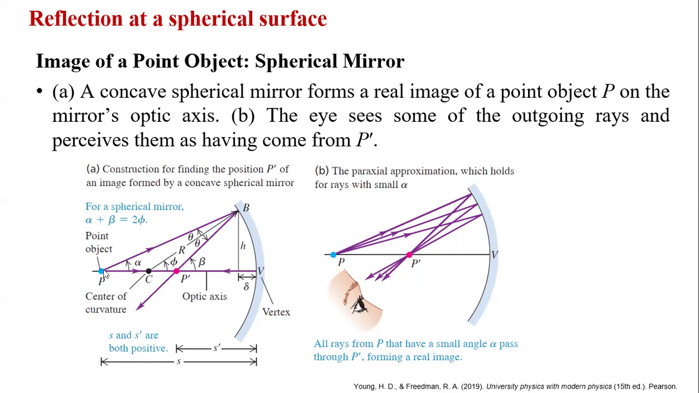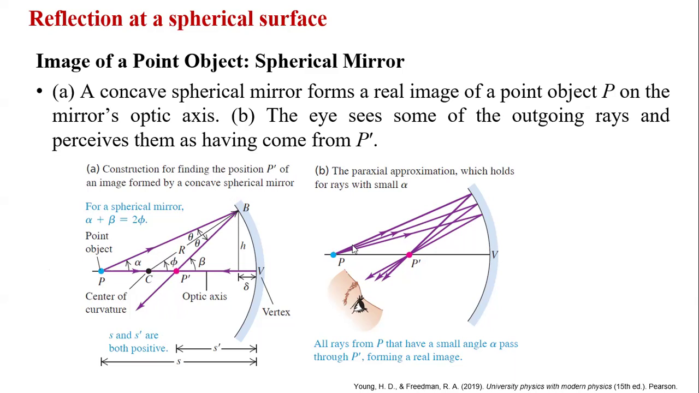So we have a light ray. If the light ray hits point B, it will reflect at the same angle, the angle of incidence equal to the angle of reflection, at this angle alpha. If the light rays are traveling parallel to the axis, what will happen is they will be reflected back. So this is what it looks like.